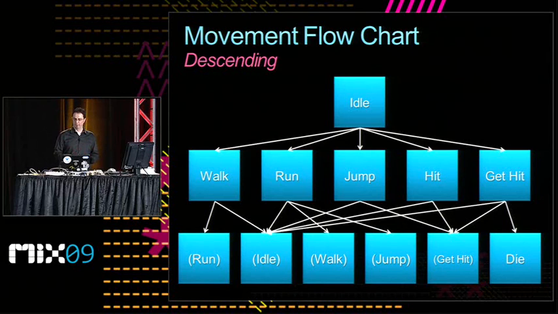So for example, if I'm in the hit position and I get hit, I move back up to the top, the right-hand block in the middle row, to get hit. I have three options from there. I can die, I can get hit, or I can return to my idle movement. And you'll notice here that in the bottom row, the die block has no parentheses on it. That is because there is no movement that follows death.